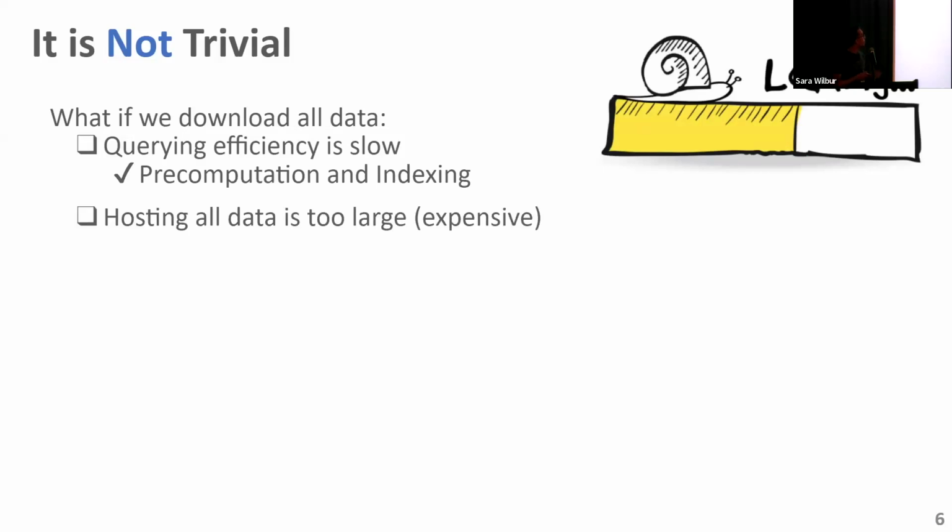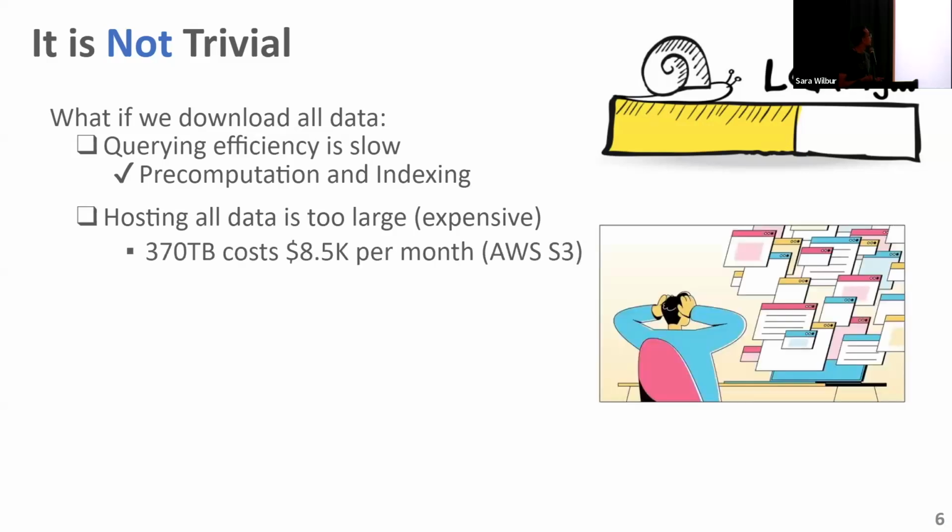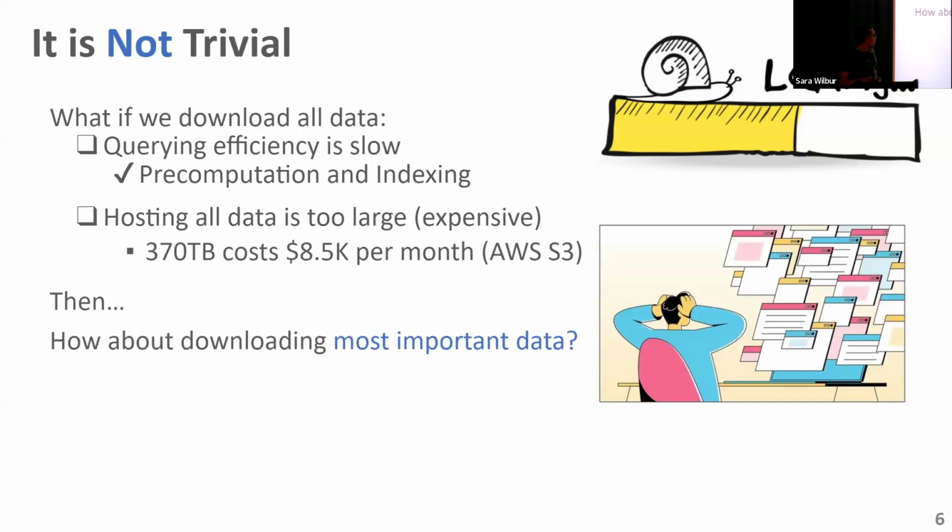The second problem with having all the data in one place is it's too large or expensive. Having 370 terabytes costs around $8.5K per month when hosted on AWS Amazon S3. So how about downloading only the most important data?